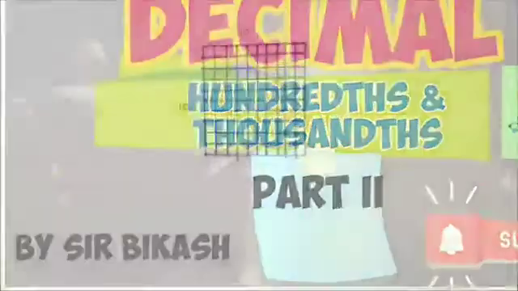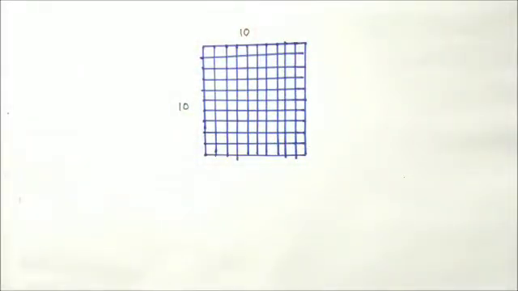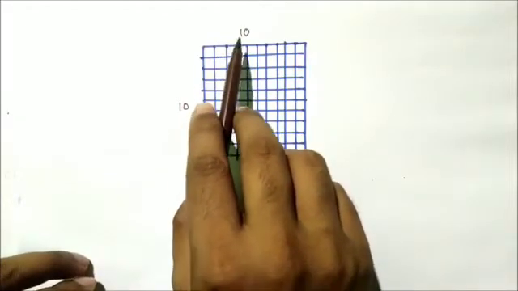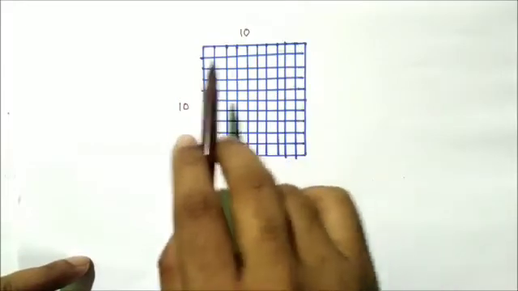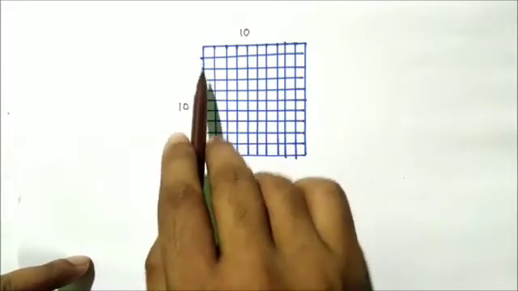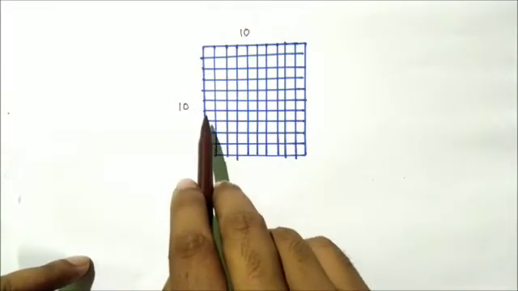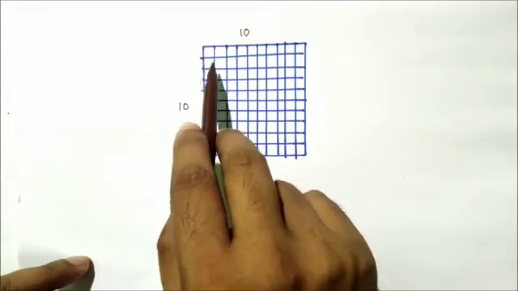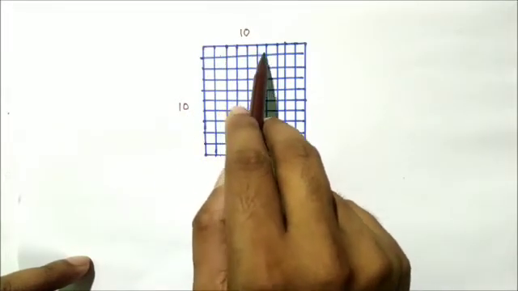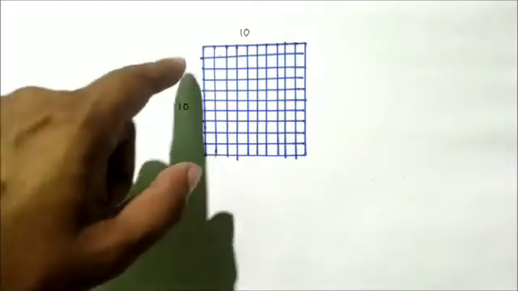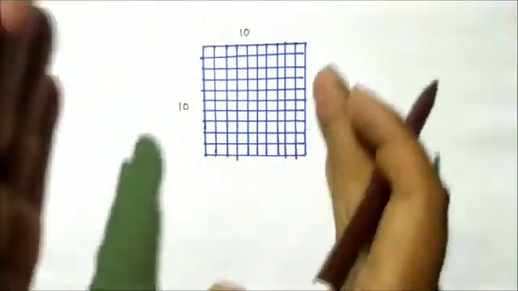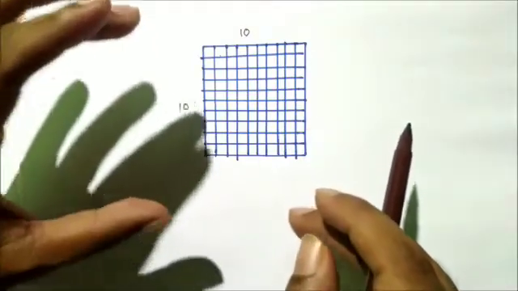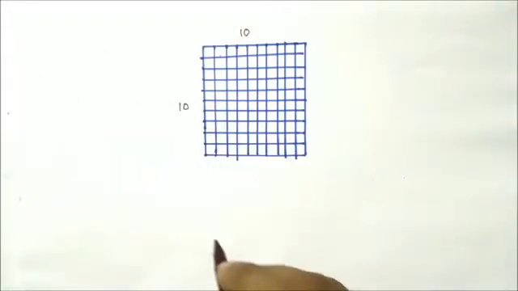Now you can see this figure. Can you see the figure? Here I have written 10. It means that there are 10 boxes, right? And here I'm writing 10. It means that there are 10 boxes. 1 2 3 4 5 6 7 8 9 10. This side 10 boxes, this side 10 boxes. It means in total in this figure we have 100 small boxes, correct?